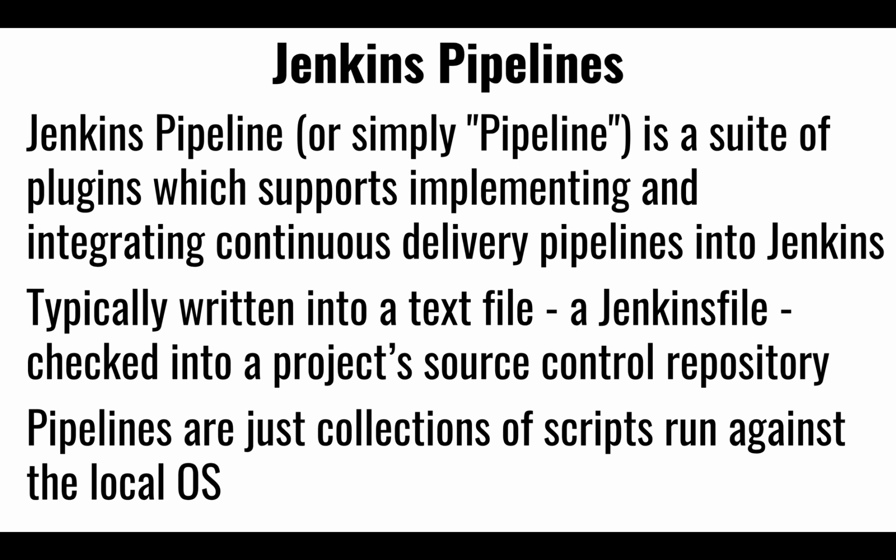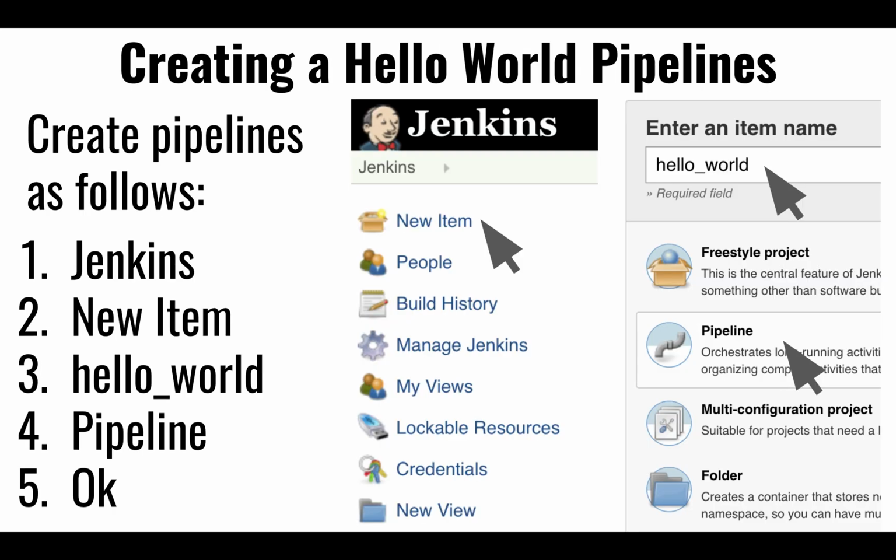A pipeline can either live inside of a pipeline you create inside of Jenkins, or it can be written as a text file with a specific name called Jenkinsfile. It can be part of your source code inside of your repository, right? And whenever you check in and this file is checked out, Jenkins can run the pipeline described in this Jenkinsfile.